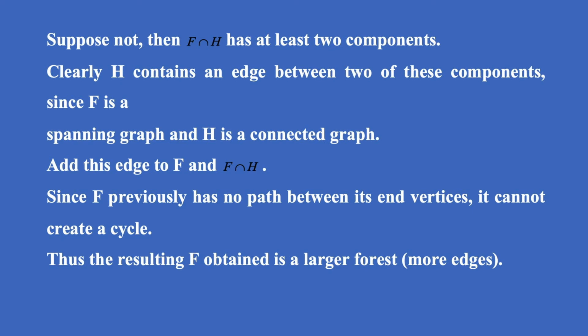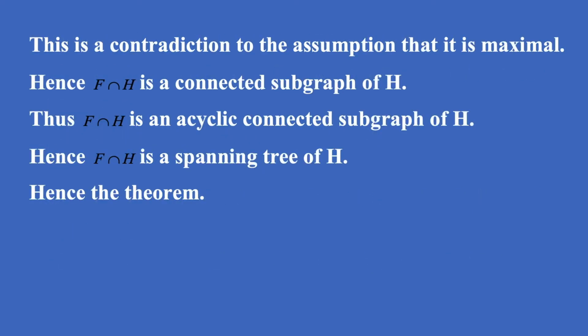Adding this edge to F, since F previously has no path between its end vertices, it cannot create a cycle. Thus, the resulting F obtained is a larger forest due to more edges. This is a contradiction to the original assumption that it is maximal. Hence, F intersection H is a connected subgraph of H. Thus, F intersection H is an acyclic connected subgraph of H. Hence, F intersection H is a spanning tree of H, and hence the theorem.